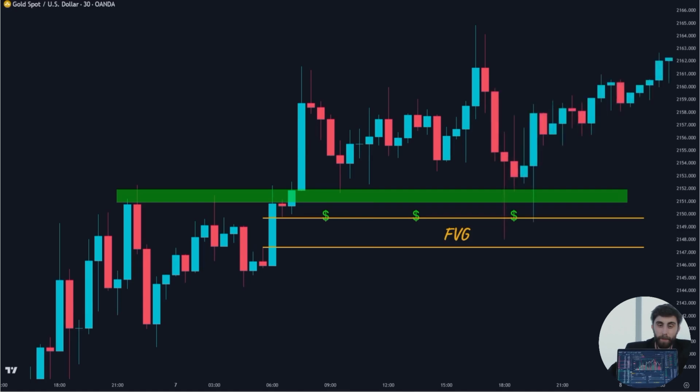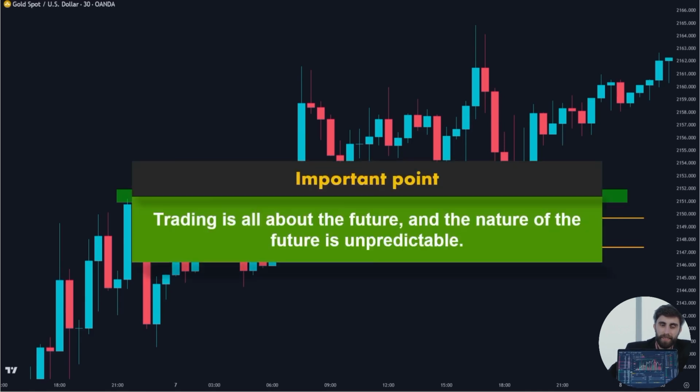In this case, the price has swept the liquidity, rejected the FVG zone immediately, and pushed higher as we expected. But as you trade live in the markets, undoubtedly you will witness many losing and missing trades as well. This is why it is so important to follow the rules of your trading setup and risk management plan to survive and capitalize on winning opportunities. Remember, trading is all about the future, and the nature of the future is unpredictable.